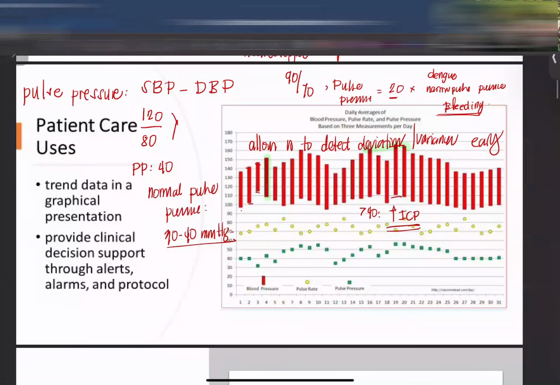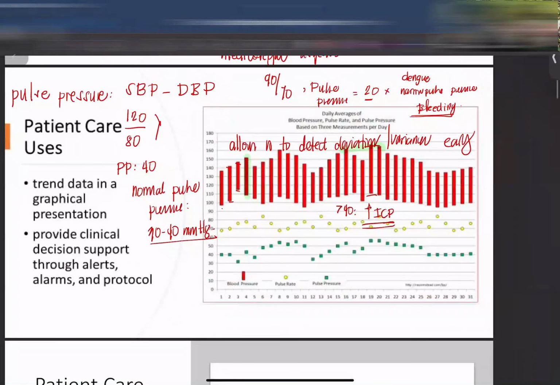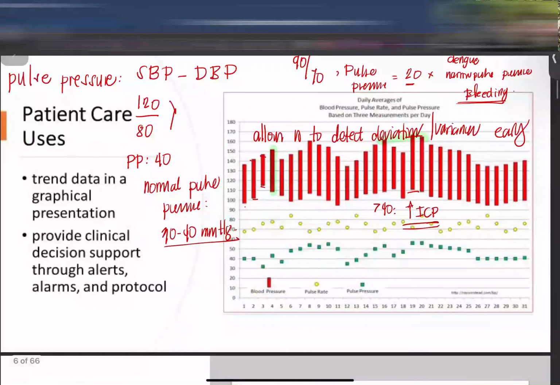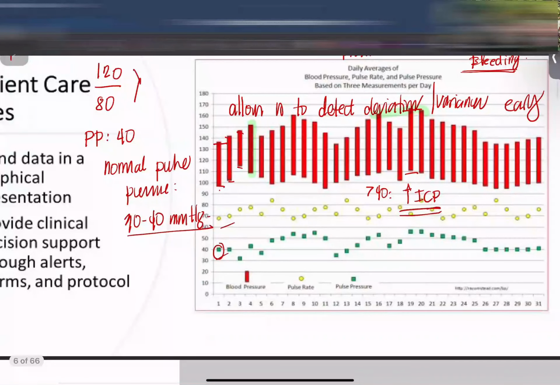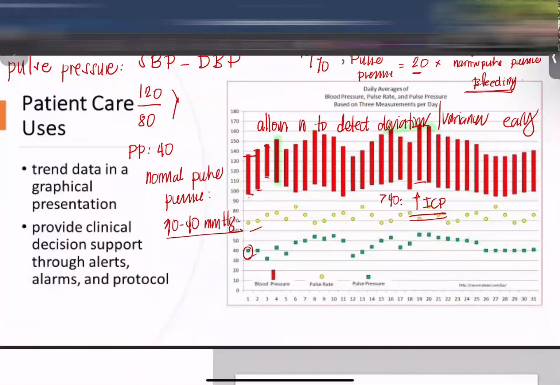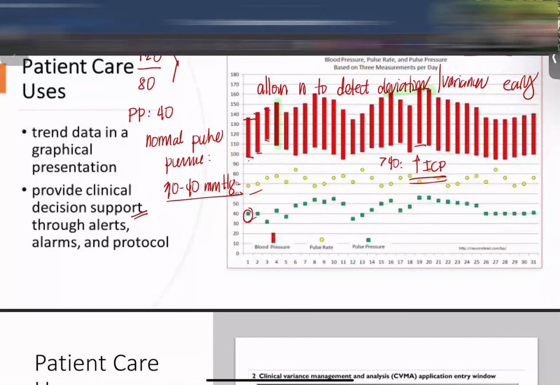Okay? Now, look at this class. This will be the trending of the pulse and this will be the trending of your pulse pressure here also. As you can see, the difference between them can be seen here as your pulse pressure. So again, what is the purpose of the graph? It is easier for us to see that there is a problem. And it provides clinical decision support through alerts, alarms, and protocols.